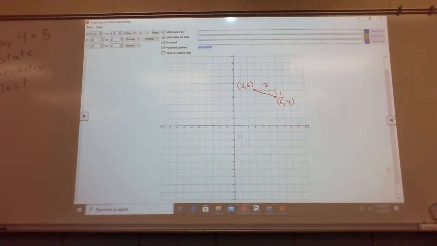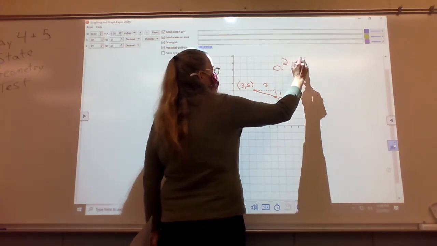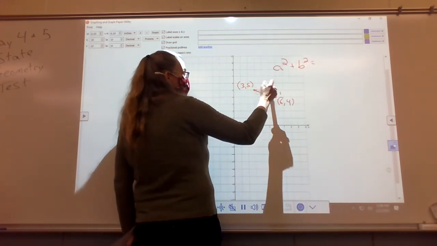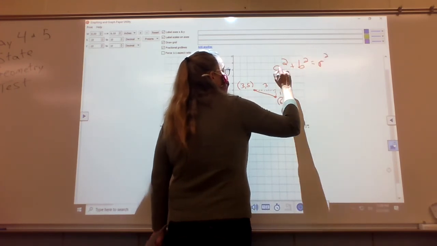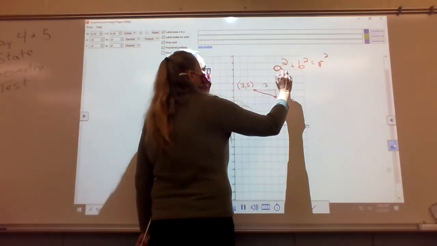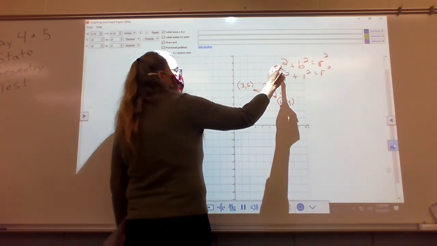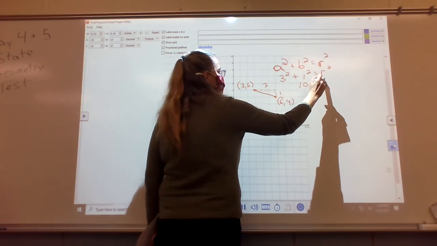Well, now that I know the two sides of the triangle, what can I use to find the third? And yes, like I said, it never goes away. It just keeps coming back. What can we use? How can I find the third side of a right triangle? Oh, come on. We've done this 50 times. Right. I can use a squared plus b squared equals c squared. In this case, the c squared is going to be the radius, so it's radius squared. So I can plug my numbers in. 3 squared plus 1 squared equals radius squared. 9 plus 1 is 10. So 10 equals radius squared.